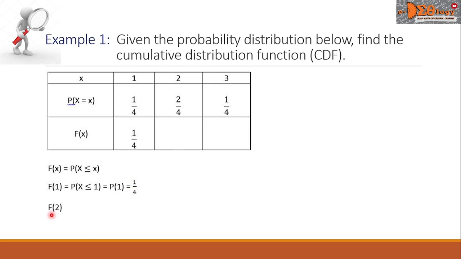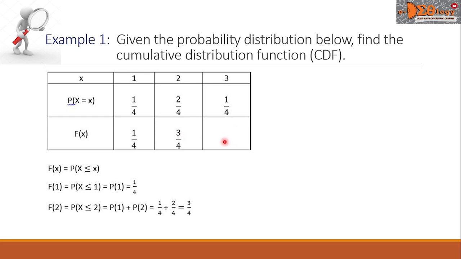Next is capital F of 2. This is equal to P when x is less than or equal to 2, which means we're going to compute for P of 1 plus P of 2. Substituting the corresponding values here, we have 1/4 plus 2/4, which is 3/4. This is the value we're going to write in here.